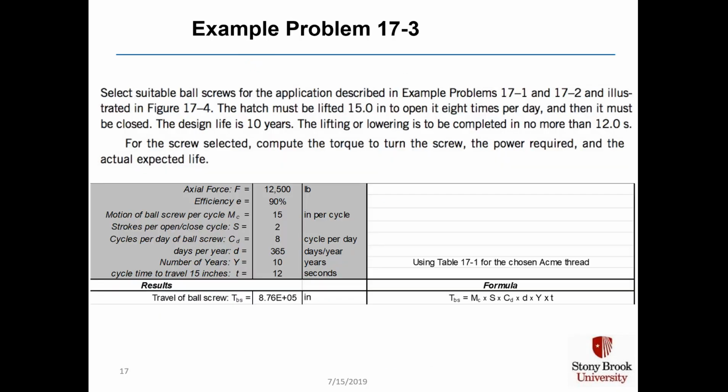We approach this problem by setting up an equation that can calculate the travel of the ball screw based on all the other parameters given. And all the other parameters given are shown here in this gray-filled area. We've got efficiency, motion of the ball screw, number of strokes to open or close, and a simple and straightforward formula to use for the travel life of the ball screw is to multiply all these numbers together. And it's 8.76 times 10 to the 5th inches.